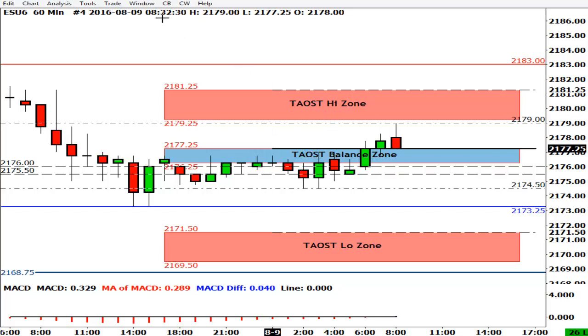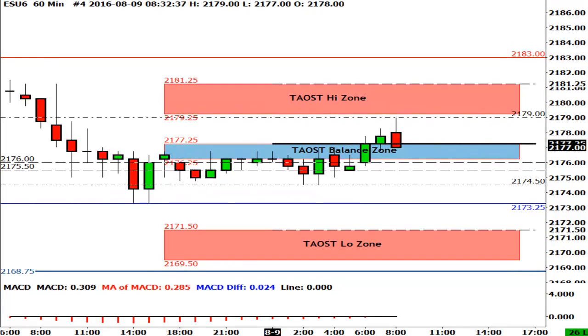As you can see, it's 8:32 in the morning, and the zones are already in place, right? The cash session has not opened yet. The zones are already in place, and we're ready to proceed. As you can see, we're testing the balance zone right here after having gone up and essentially tested the high zone.